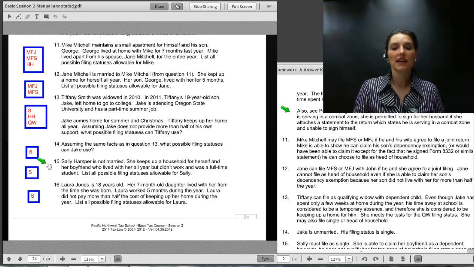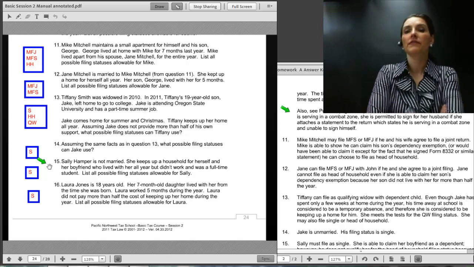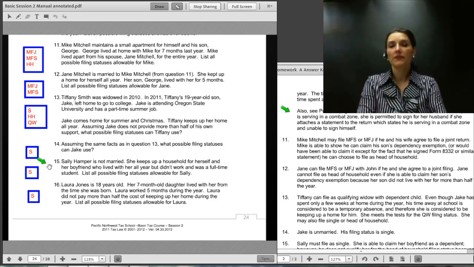Number 15, Sally Hamper is not married. She keeps up a household for herself and her boyfriend who lived with her all year but didn't work and was a full-time student. List all possible statuses allowable for Sally. So she's not married. She kept up a household for her boyfriend who lived with her all year but didn't work and was a full-time student. Well, the fact that he was a student isn't relevant. He's her boyfriend. If he lived with her all year as a member of her household, she could qualify to claim him as her dependent. But a person who is not related to you can never qualify you for head of household.